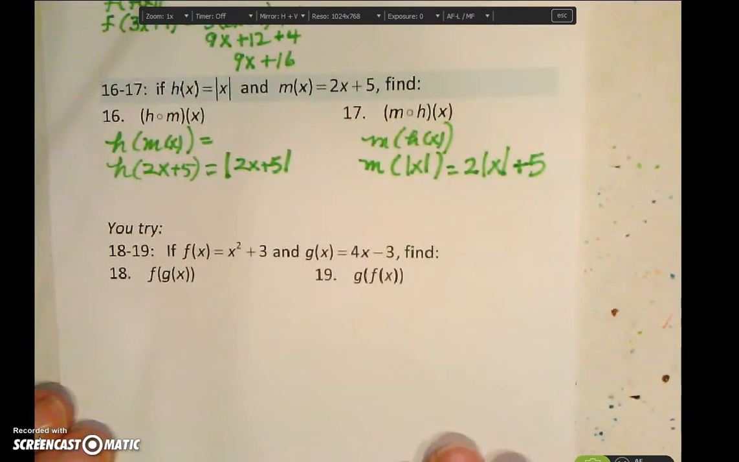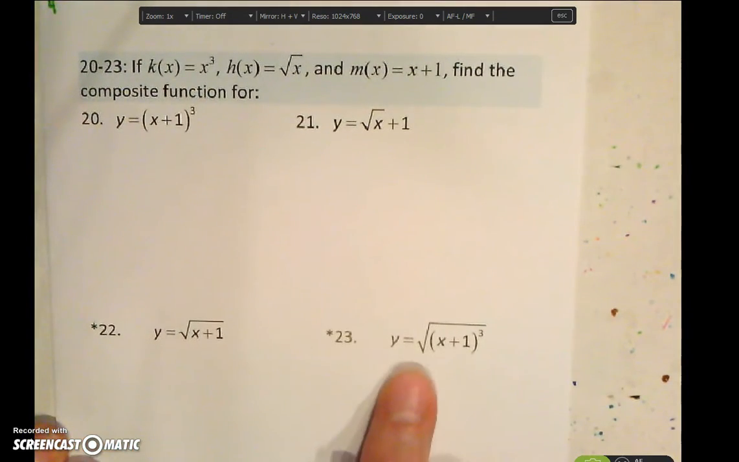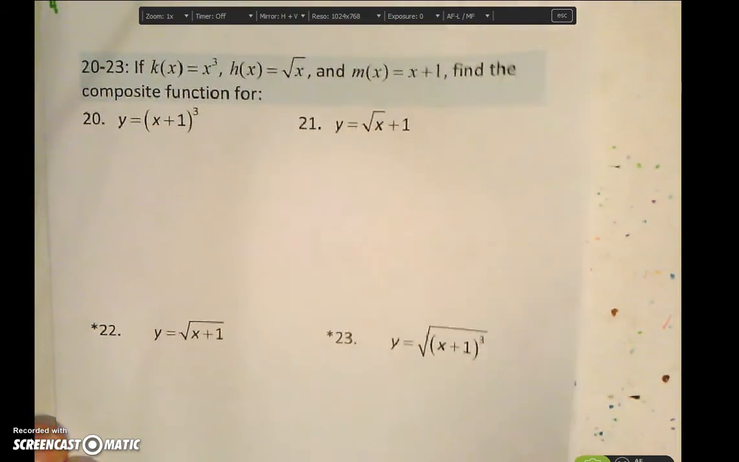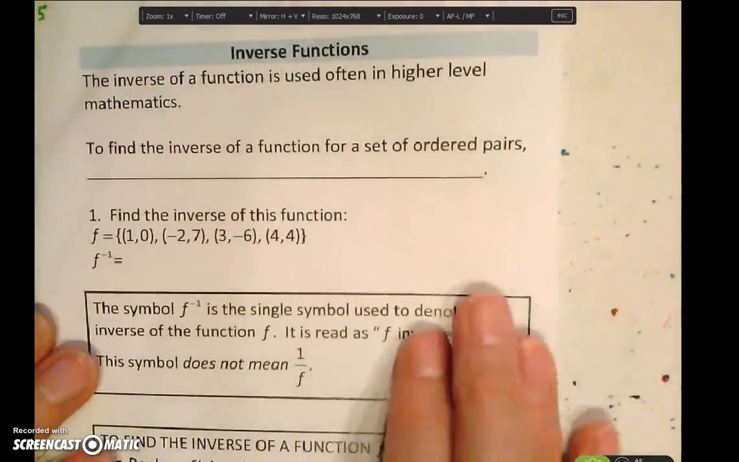So you try number 18 and 19, stop the video, and give that a try. Okay, so moving over to 20 through 23, I think we'll take these and do these in class together as a group. So we'll just skip right on over to inverse functions next.